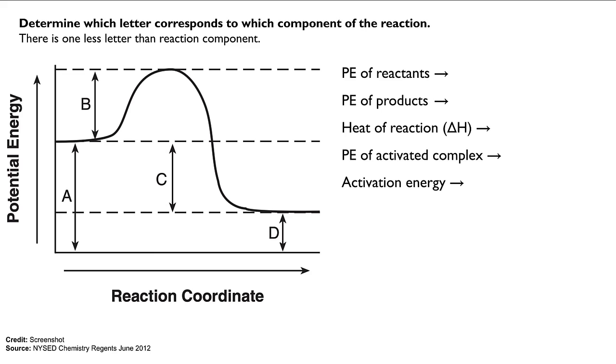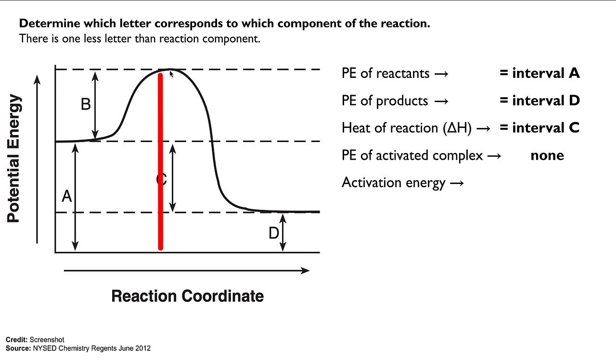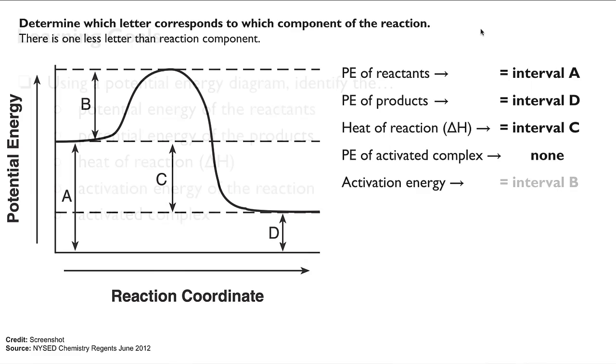Let's go ahead and go over the answers. So the potential energy of the reactants would be interval A. The potential energy of the products would be interval D. The heat of reaction is just the difference between A and D, just the difference between the products and the reactants, so that would be interval C. The potential energy of the activated complex is not listed as any of those letters. It would be the distance from the very, very top of the activation energy and the very, very bottom of the y-axis. So potential energy of the activated complex was not an option of a region there. The activation energy is represented by interval B.